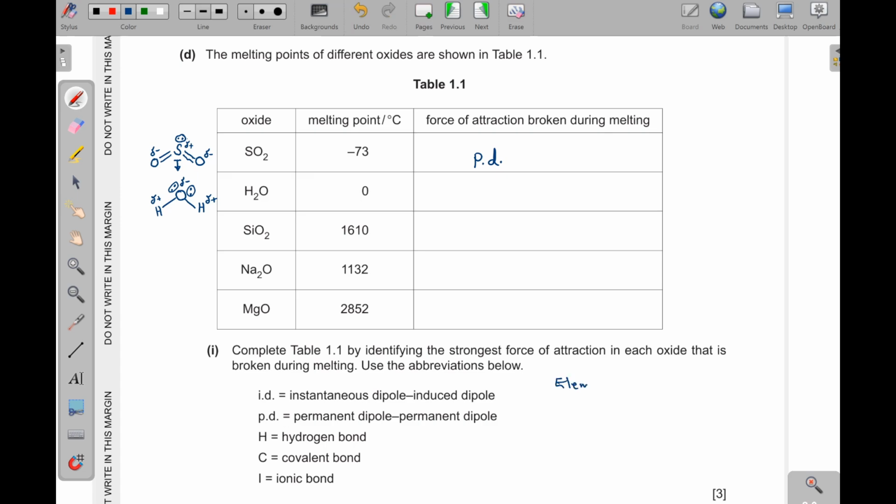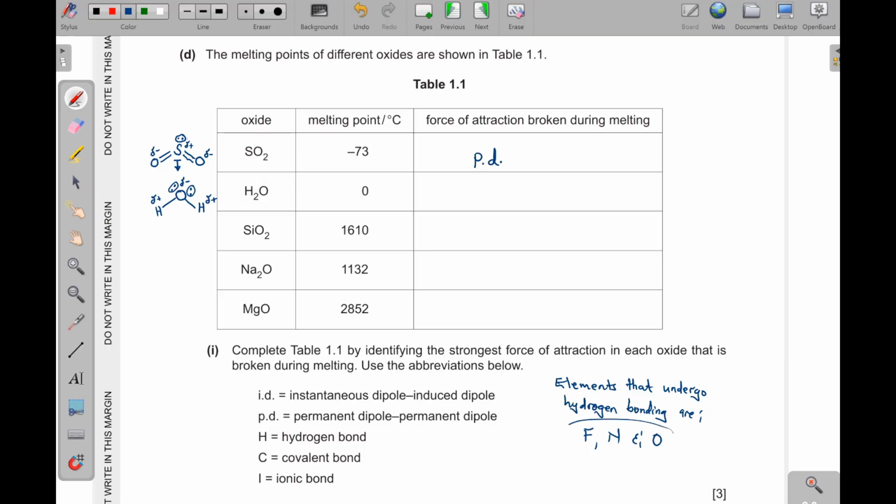Let me even write it here. Elements that undergo hydrogen bonding are fluorine, nitrogen, and oxygen.